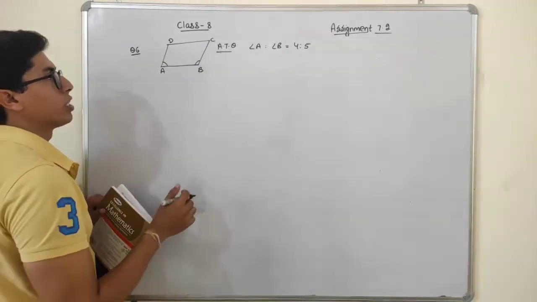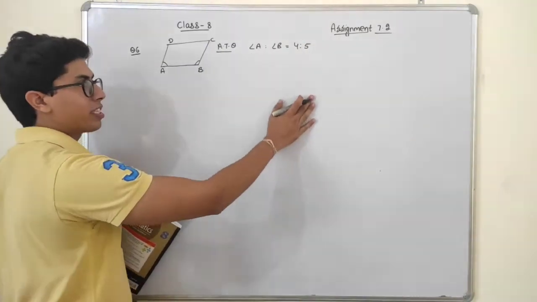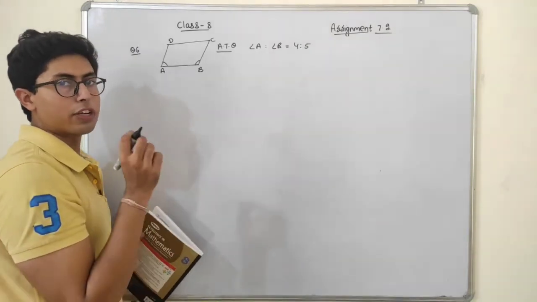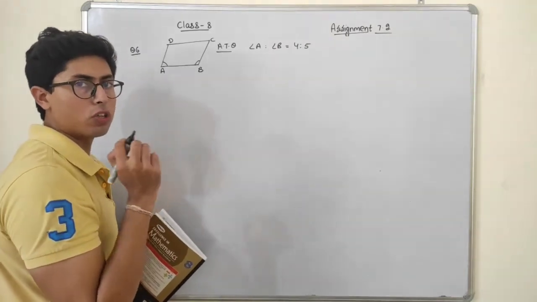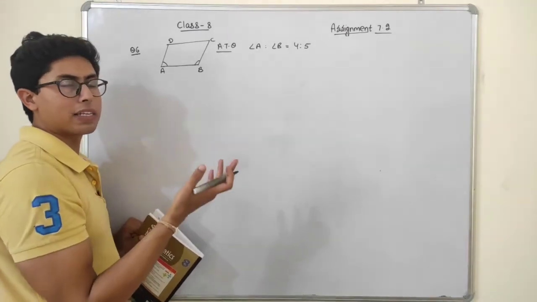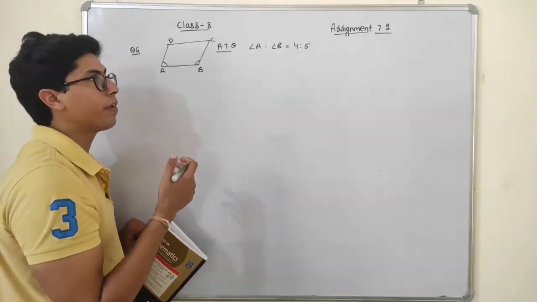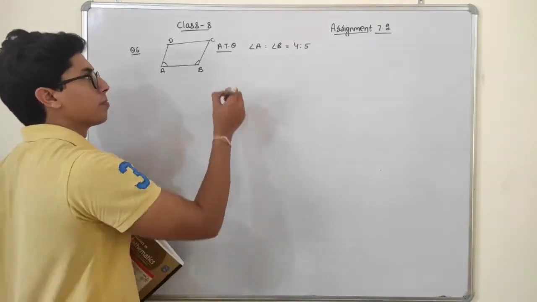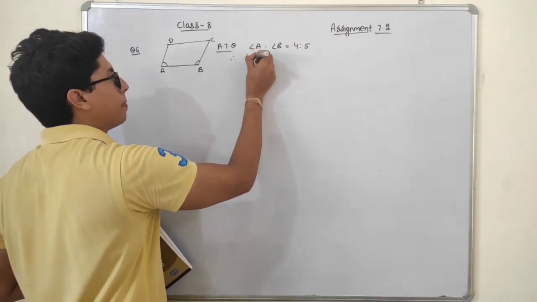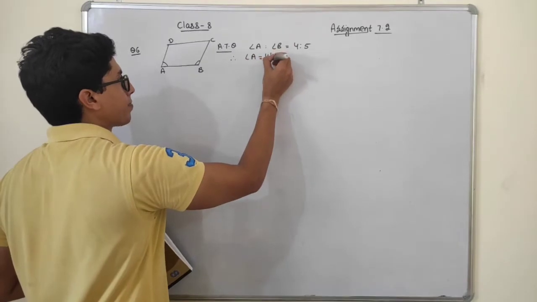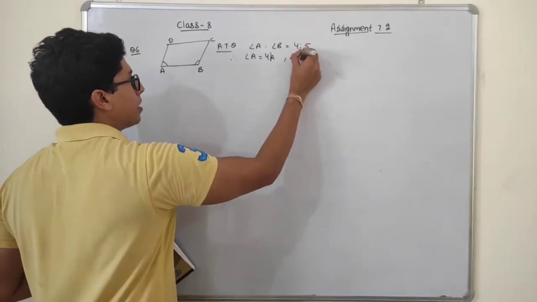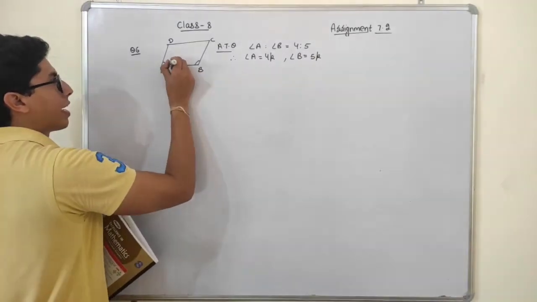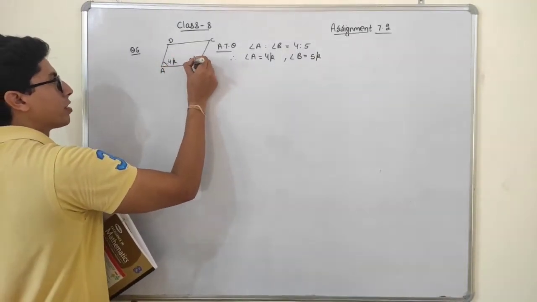See, the angles are in a ratio. These are not particular values. So to make them particular angles, students, first of all I have to multiply them by some constant. I can multiply them by x or by y, and in this question I am multiplying them by k. Therefore, angle A will be 4k and angle B will be 5k, students.